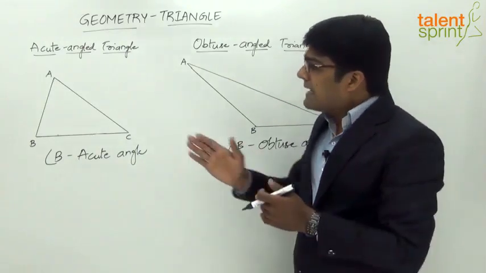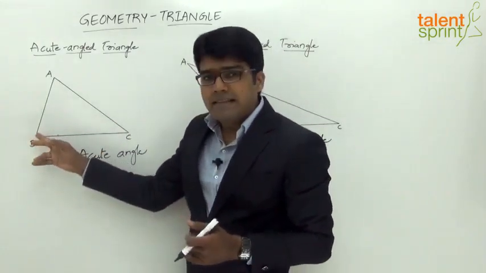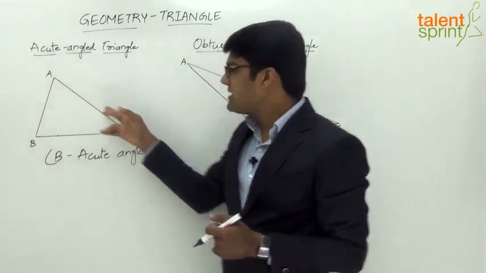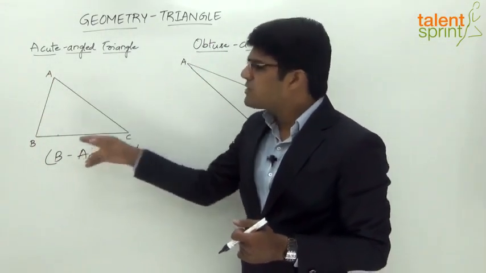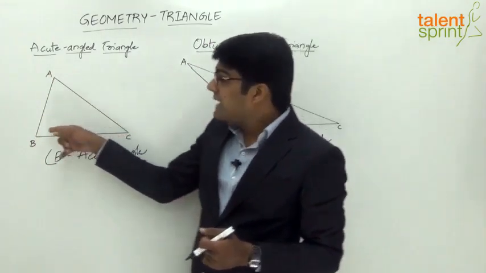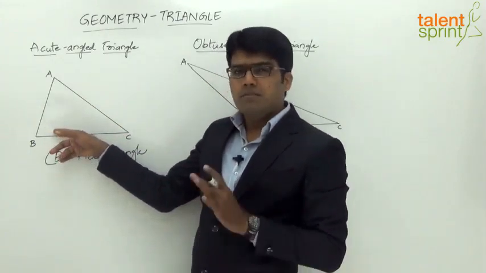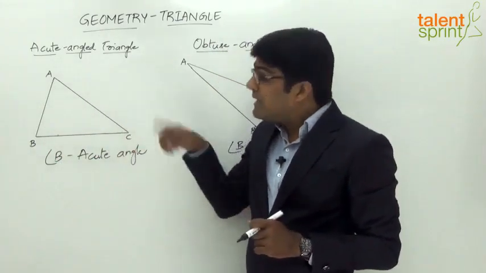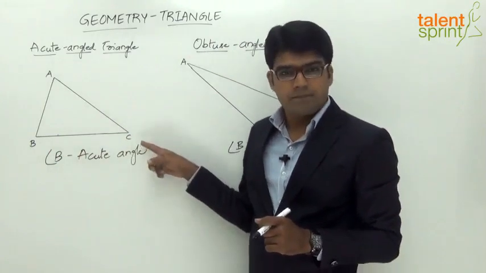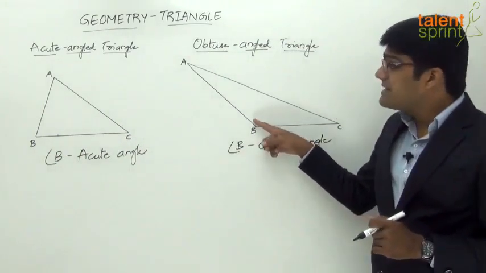Now if angle B is exactly 90 degrees, what do we get? The opposite side, AC square equals AB square plus BC square. But here the angle is less than 90 degrees, which means AC square should be less than AB square plus BC square. Likewise, in this case, the angle B is greater than 90 degrees.